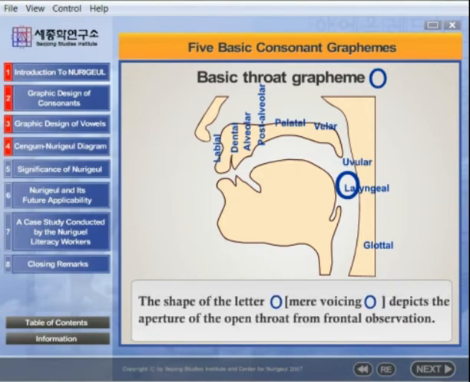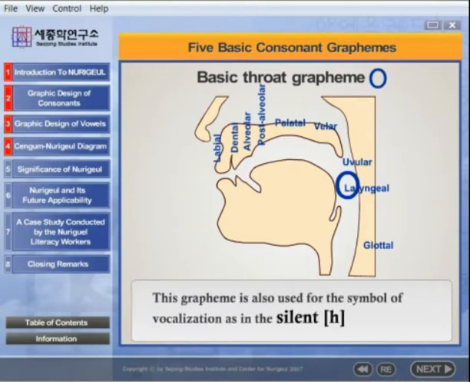The shape of the letter A depicts the aperture of the open throat from frontal observation. This grapheme is also used for the symbol of vocalization, as in the silent H in honest.